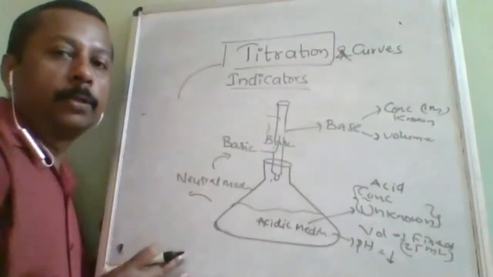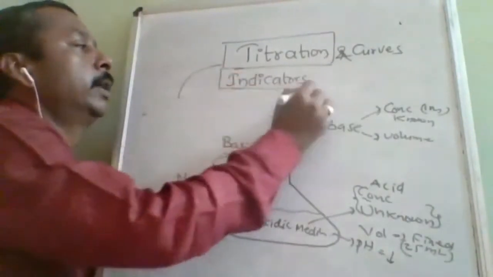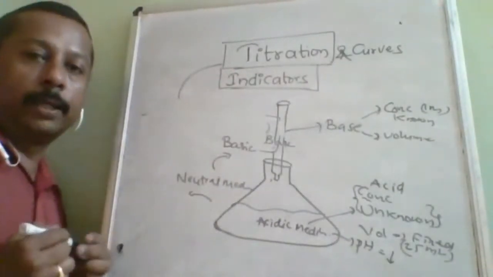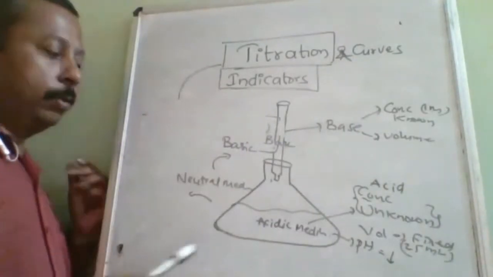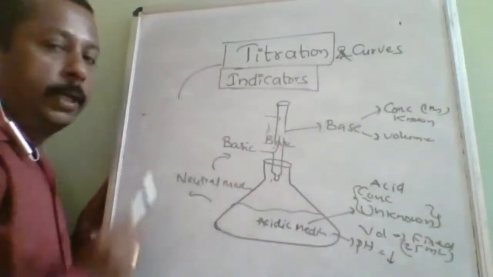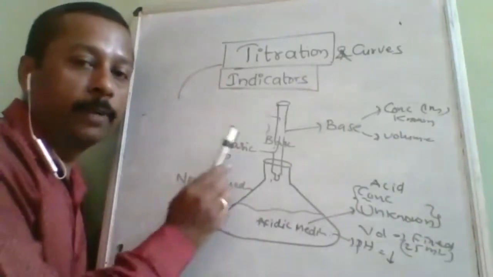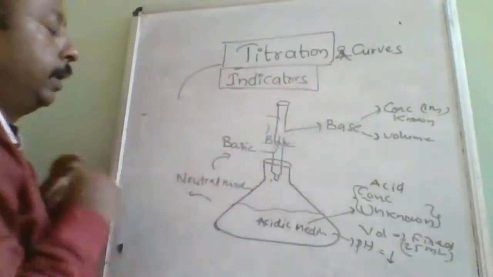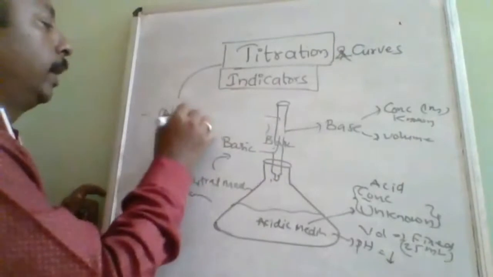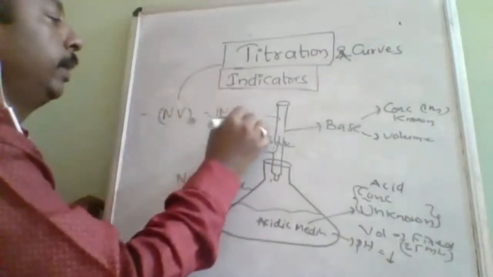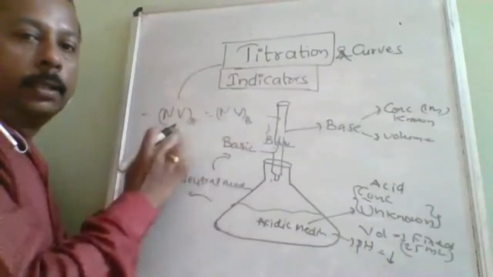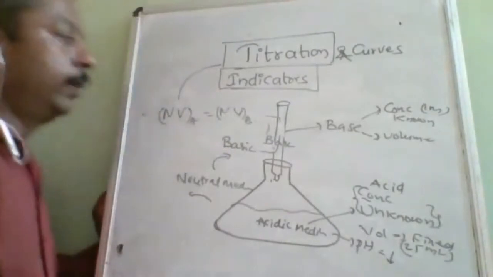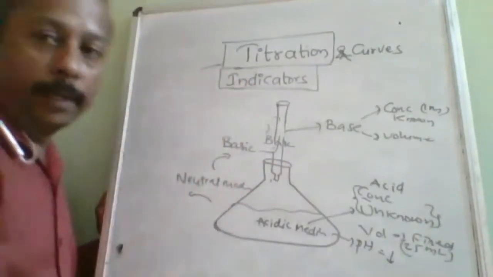For that purpose we use a substance called an indicator. Purpose of the indicator, understood? It will make you aware, it will tell you that whatever acid was available is now completely converted into neutral medium. Don't add further base. Because if you add further base, then in this formula N into V of acid equals N into V of base, the volume will be extra. Therefore we will get a different concentration than the actual concentration. So to avoid that error, we should use a proper indicator.